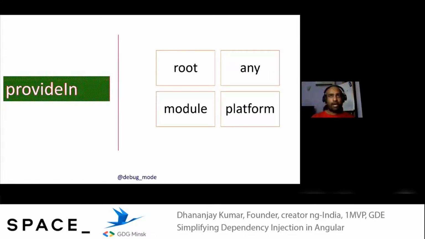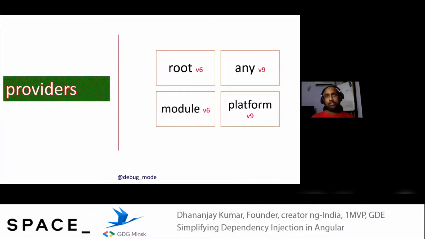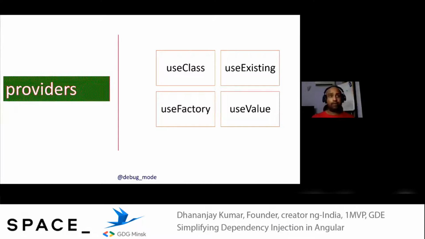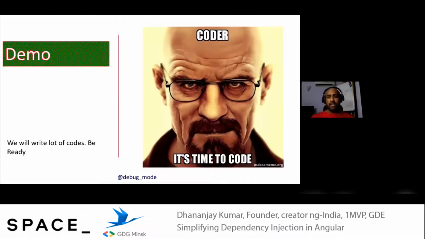Now, there are four options for providedIn. They are root, any, module, and platform. In that, any and platform became part of Angular in version 9, and root was there in version 6. We will see that in detail. In the same way, you have four providers: useClass, useExisting, useFactory, and useValue, and we are going to learn about them as well.